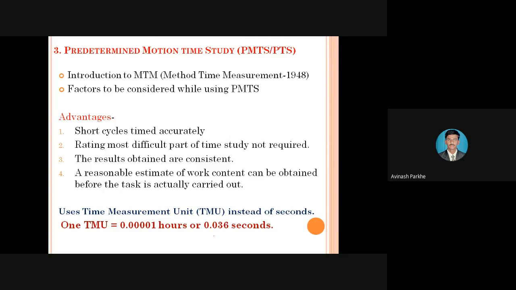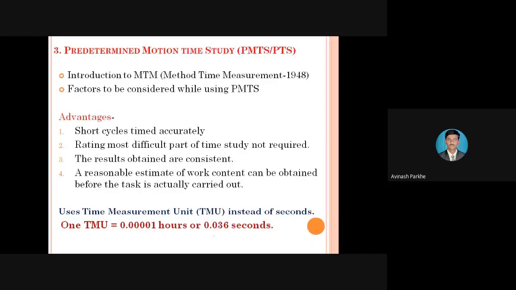PTS means predetermined time standard. The meaning of PMTS and the meaning of PTS, both concepts are the same. Predetermined motion time study, PMTS, and PTS means predetermined time standards. So this is the third technique of work measurement, which is also used to measure time.